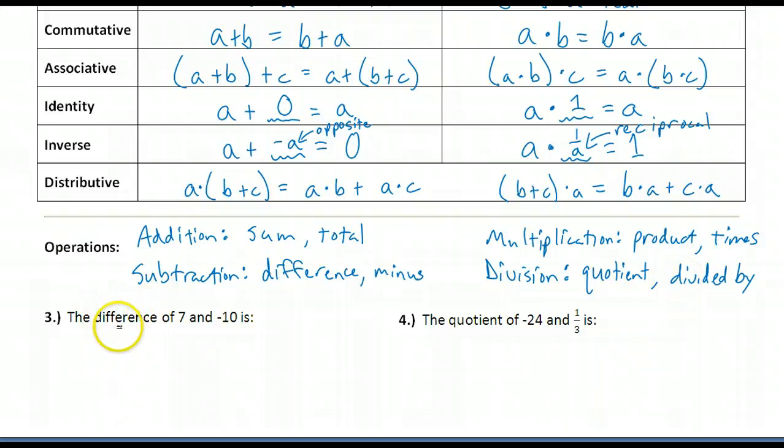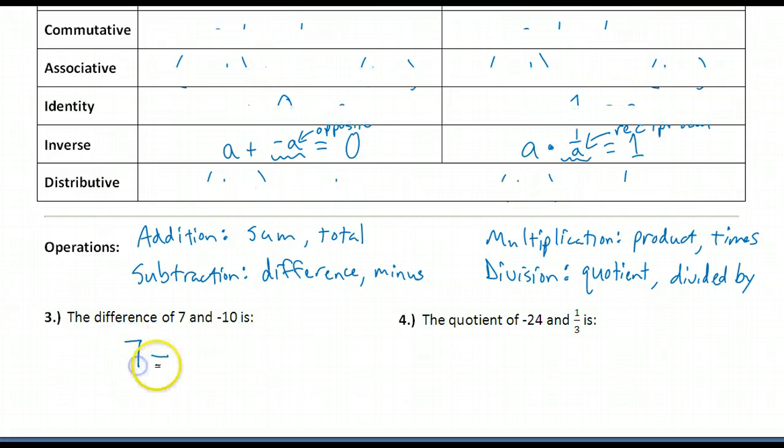So if we want to find the difference between 7 and negative 10, our operation is subtraction, and we're going to subtract 7 minus negative 10. Now to subtract a negative number, subtracting a negative number is the same as adding its opposite. The opposite of negative 10 is positive 10. The opposite of subtraction is addition. So it's really 7 plus positive 10, which is 17.